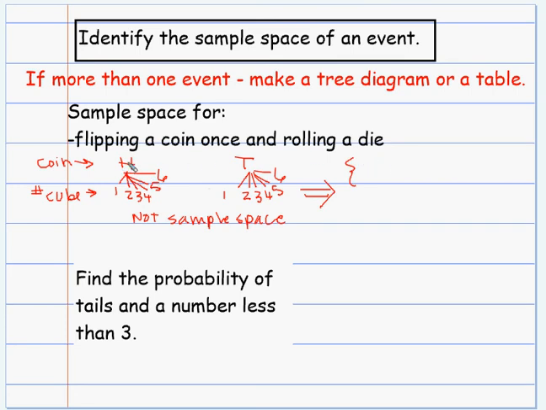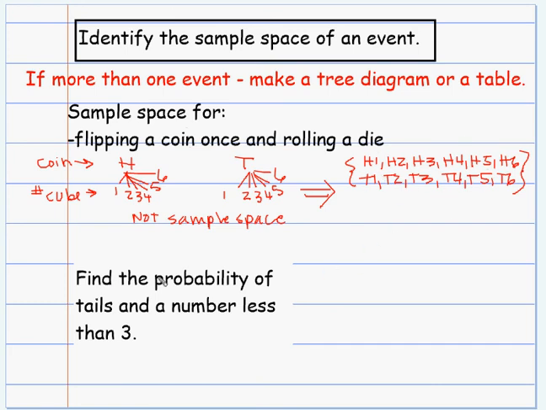So all you do is start at the top branch and go down to the end. So it's going to be heads 1 or heads 2 or heads 3, heads 4, heads 5, and heads 6. So we went from heads down to the end of all of those branches. We're going to repeat that with the tails side. So it's T1, T2, T3, etc. Okay, so now we can see the total number of outcomes.